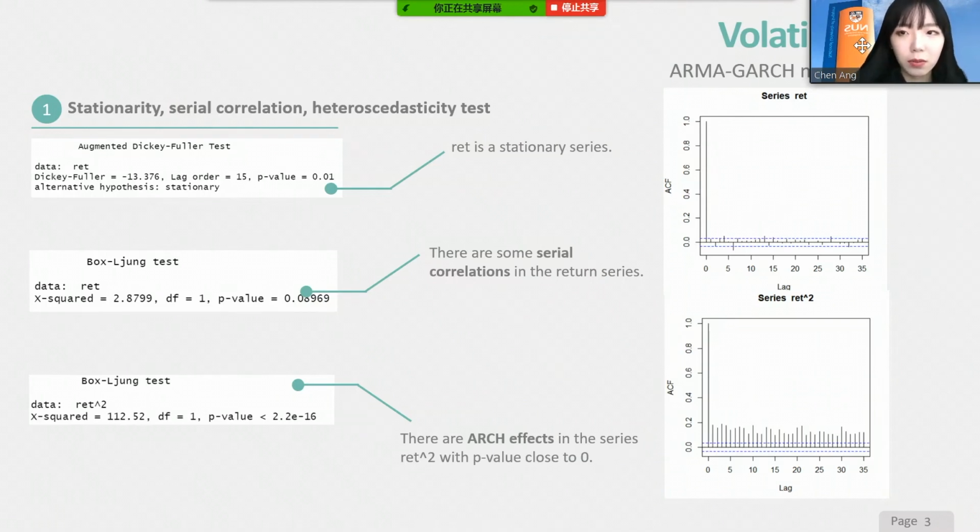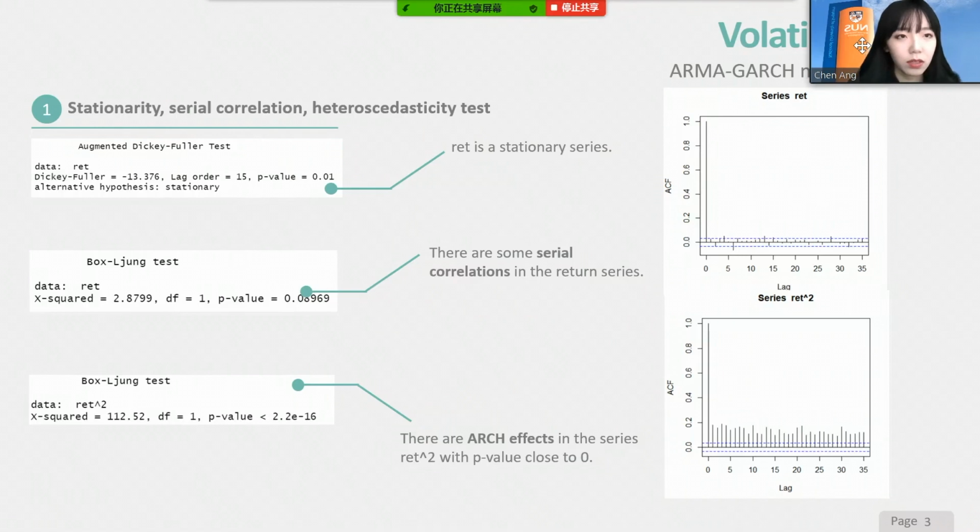First, we do an ADF test and find that the return series is stationary, since the p-value is quite small. After that, we do a Box-Ljung test on the return series and find that there are some zero correlations in it. Then we do a Box-Ljung test on the square of the return series and find that the p-value is quite small, which shows that there are some ARCH effects in it. We can also see it from the ACF graph on the right-hand side to get the conclusion.